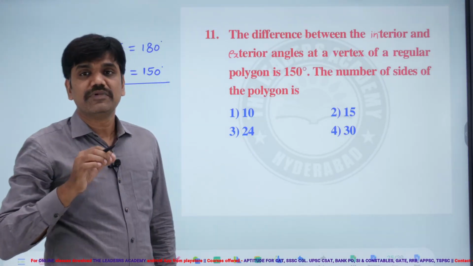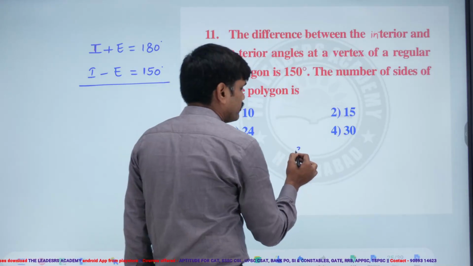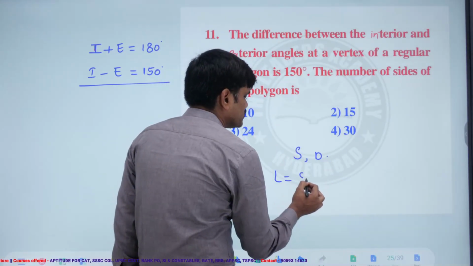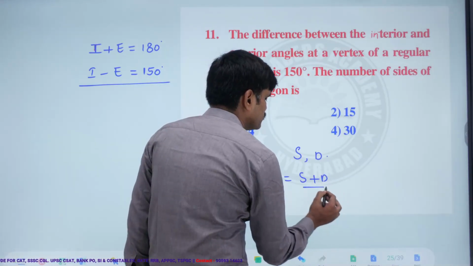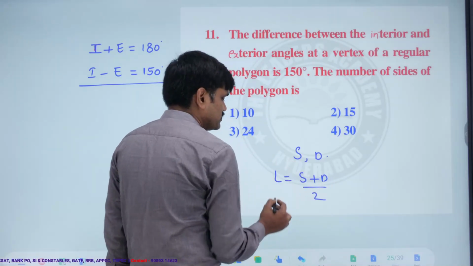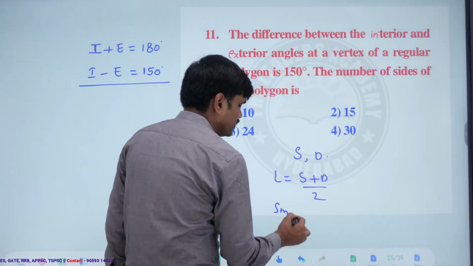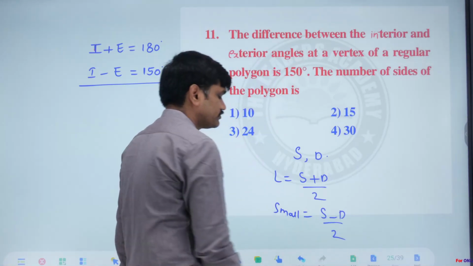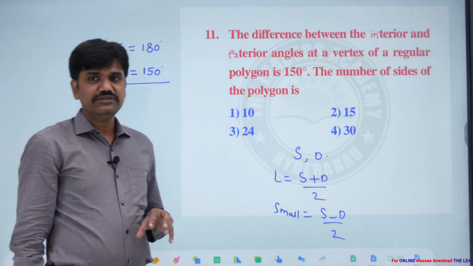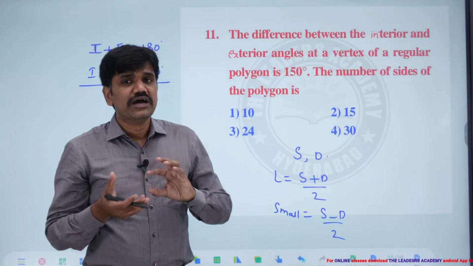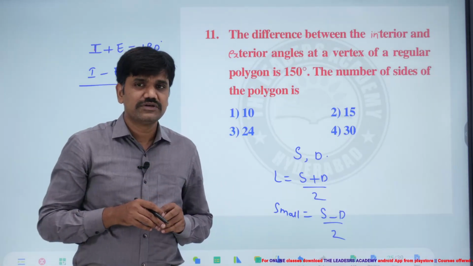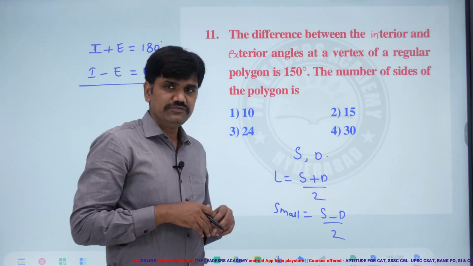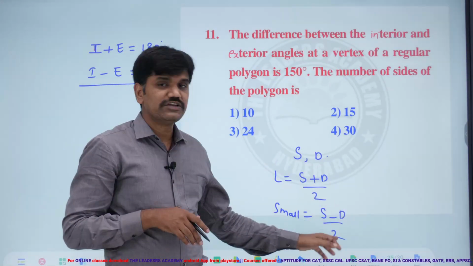Whenever you know the sum and difference, the large number is given by (sum plus difference) by 2. The smaller number is given by (sum minus difference) by 2. Please remember this. Out of two numbers, if they have given the sum of two numbers and the difference of two numbers, the large number is equal to (sum plus difference) by 2. The small number is equal to (sum minus difference) by 2.